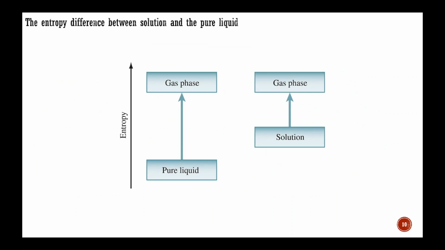To summarize, the smaller difference in entropy between the solution and gas phases compared to that between the pure liquid and gas phases results in a decreased tendency for solvent molecules to enter the gas phase, leading to a lowering of vapor pressure. Just keep in mind that the solvent in a solution will always exert a lower vapor pressure than the pure solvent.